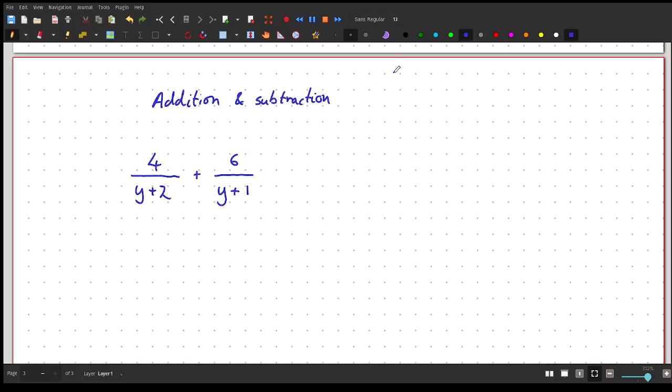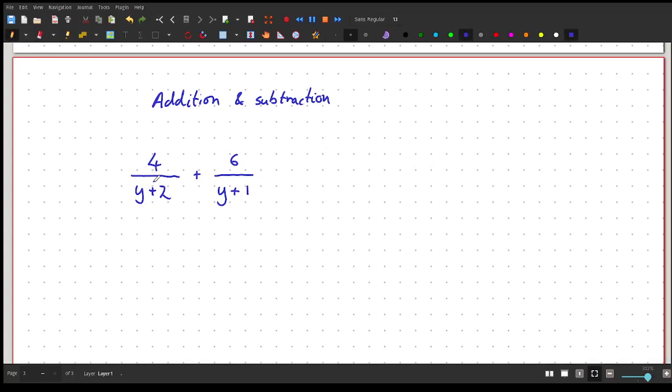I mean it shouldn't need to be said, but let's say it anyway. Let's make it really explicit. If I have a half plus a quarter, I need to convert this half into 2 quarters plus a quarter to get 3 quarters. So we'll do that for now.